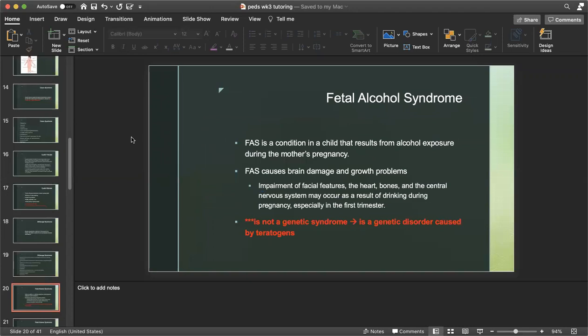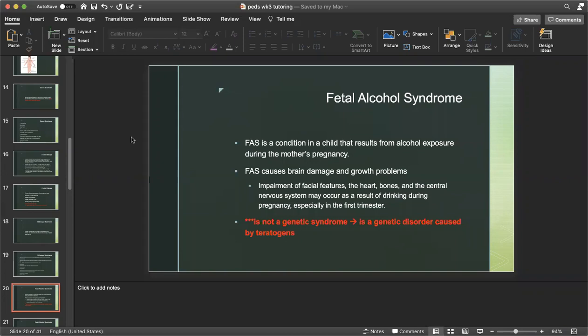So fetal alcohol syndrome is a condition in a child that results from alcohol exposure during the mother's pregnancy. So fetal alcohol syndrome causes brain damage and growth problems. So they'll have impairment of facial features, the heart, bones, and the central nervous system may occur as a result of drinking during pregnancy, especially in the first trimester.